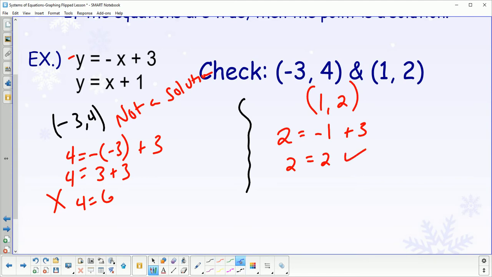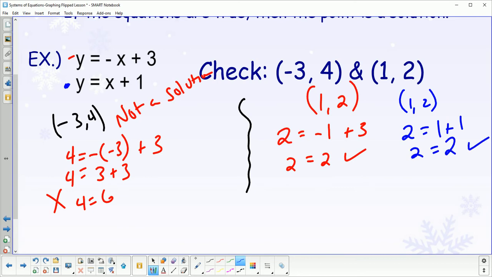But we're not done now because we still need to check the second equation. So I'm going to use blue for that. Same coordinates, 1, 2. I want to plug in those. So I've got 2 for y still, 1 for x plus 1. And if we simplify, 1 plus 1 is 2, so that works.